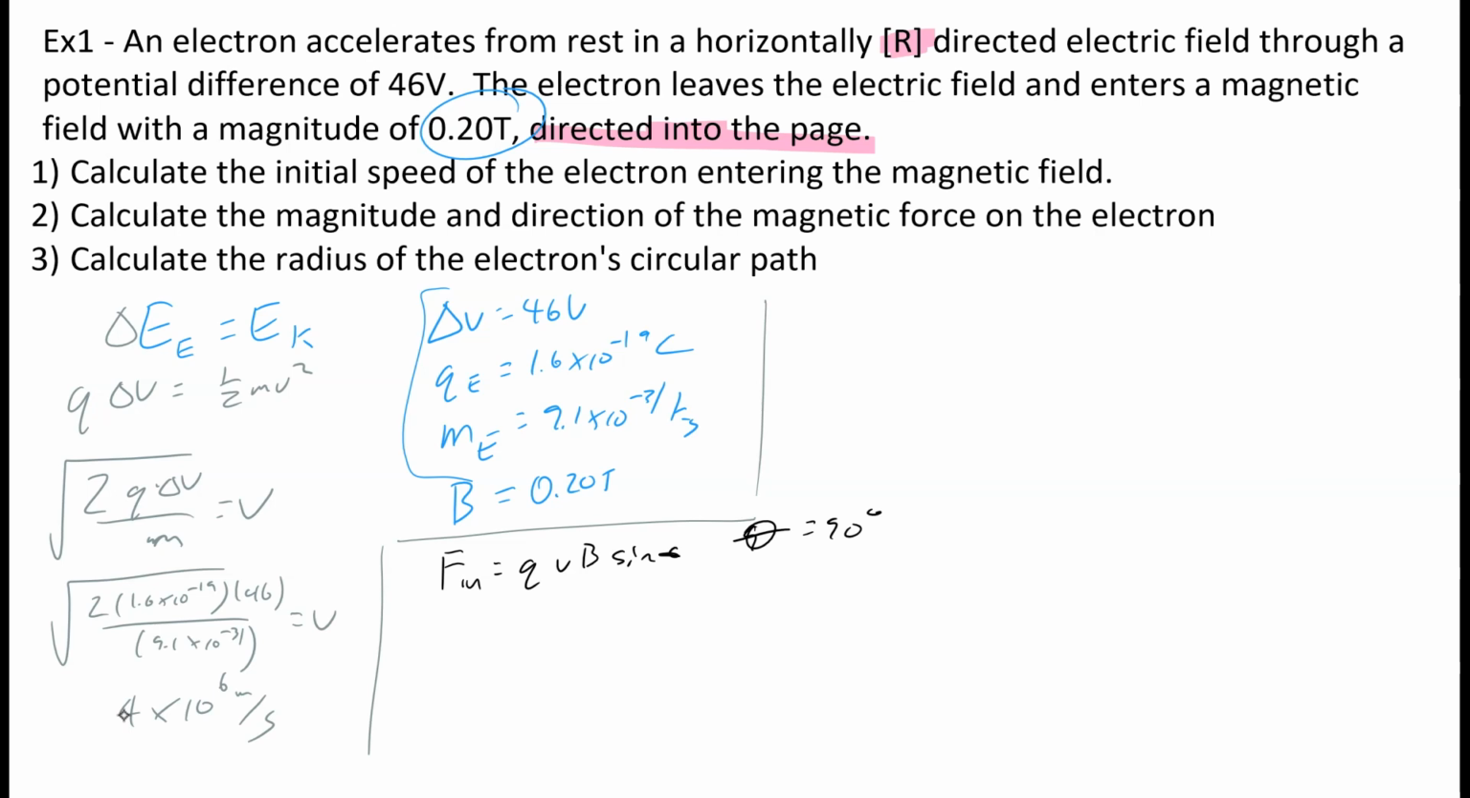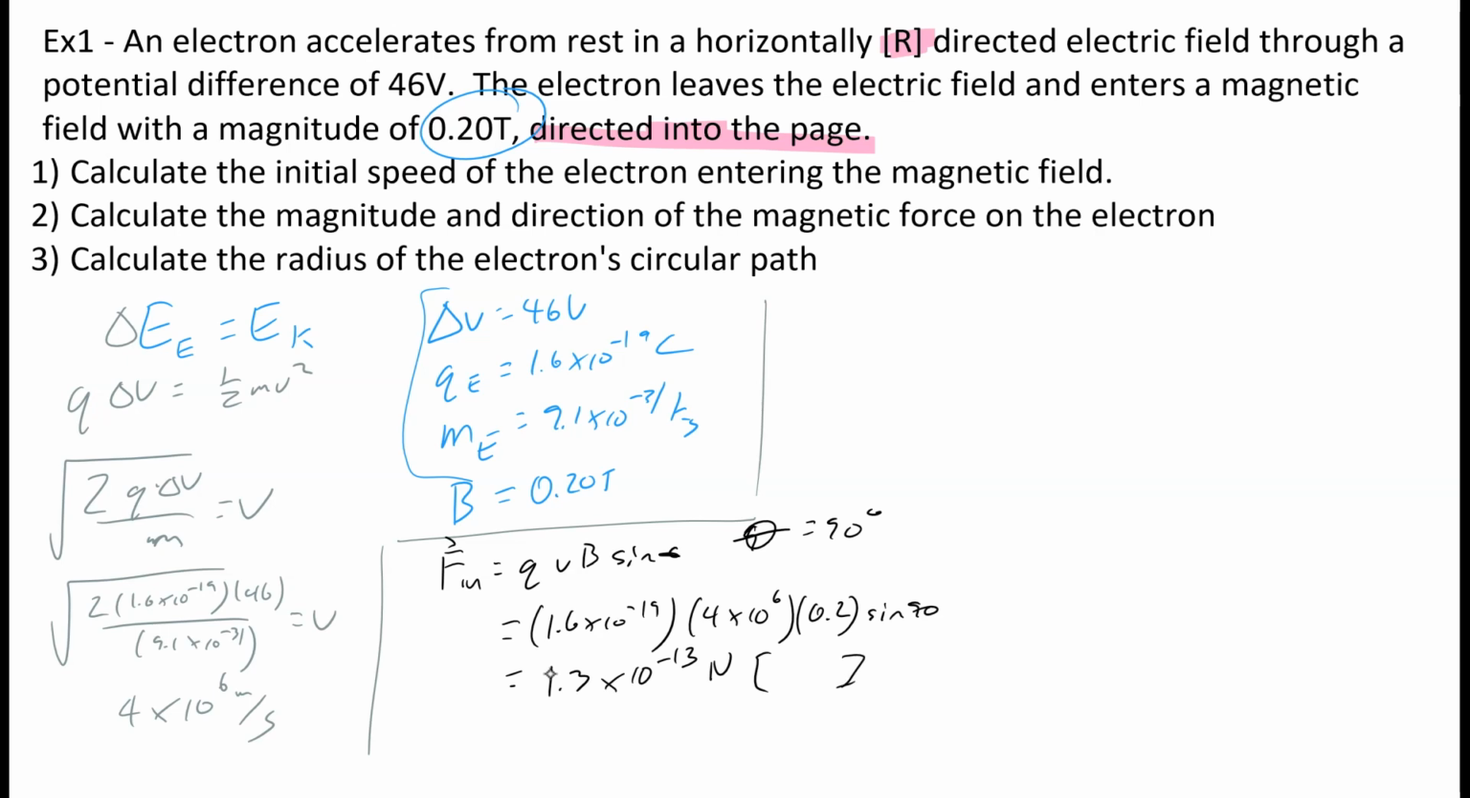Otherwise, we have all the information we need for this equation, so we can just plug in 1.6 times 10 to the negative 19. Speed is 4 times 10 to the 6. B is 0.2. And then sine 90. When I plug all this into my calculator, I end up with 1.3 times 10 to the negative 13 newtons. Now, yet again, we need to have a direction because force is a vector. So how would we figure this out?